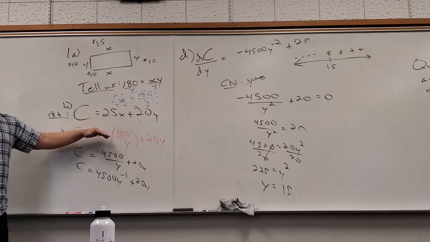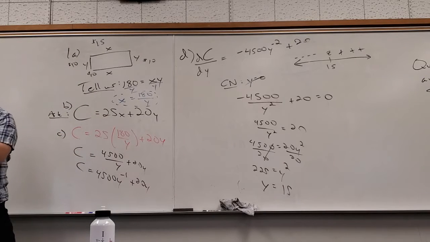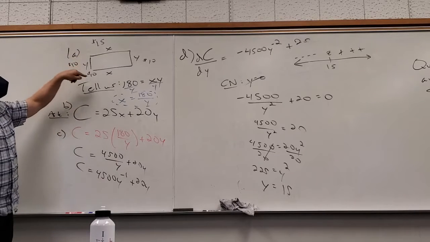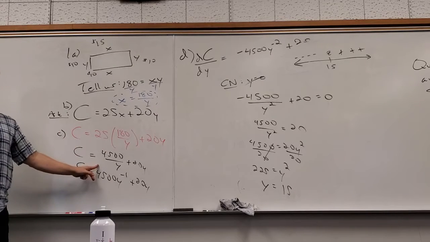Then you're back in section 4.1. Find the critical numbers, make sure it's a min or a max or whatever it is they want, and then answer the actual question. So the question wasn't, what are the dimensions? The question was, what's the actual minimum cost? And you've got your equation.